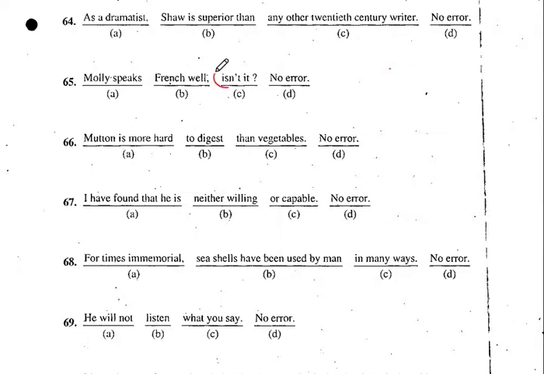So what is wrong here? Here it is wrong. So what should be the answer? Doesn't she. So, Molly speaks French well, doesn't she? No. Here it should be doesn't she. So that will be the error there.